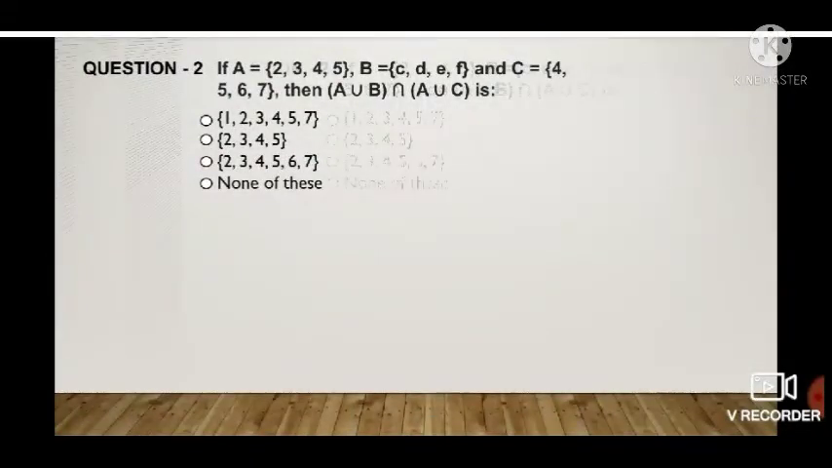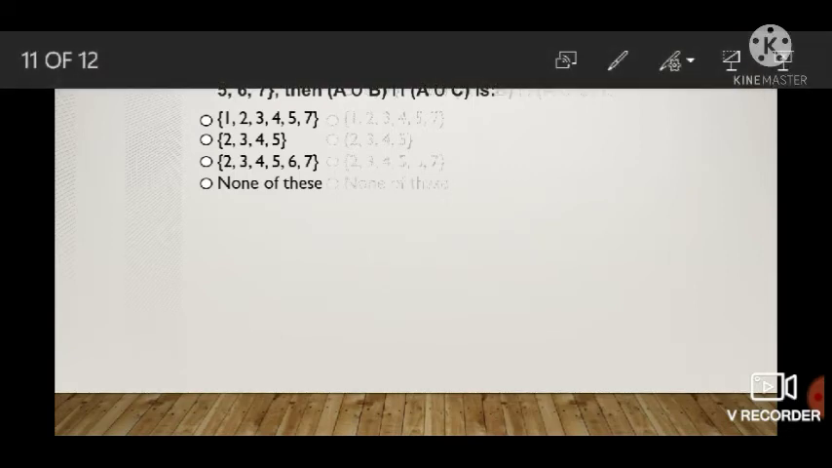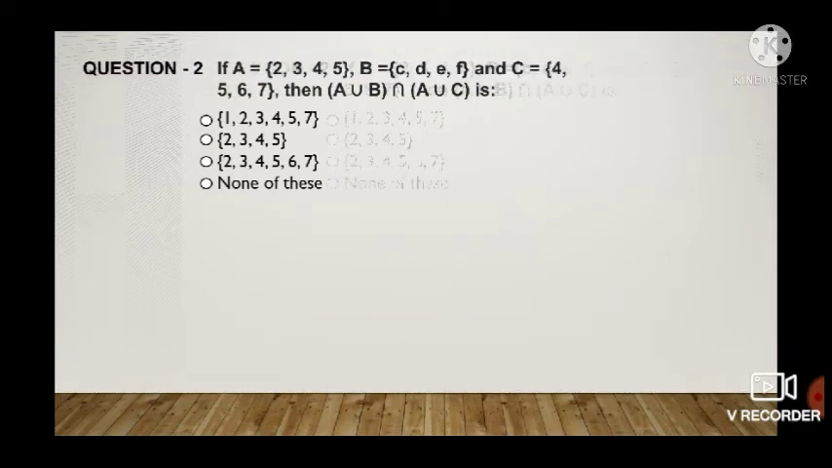So our next question. Let's read the question first. When A equals 2, 3, 4, 5 and B is equal to C, D, E, F and C equals 4, 5, 6, 7. Here you can see we have three sets. Firstly we have to do A union B, then C union D, A union C. You can see that A union B is equal to phi. Why? A has elements 2, 3, 4, 5, but B has C, D, E, F. These are alphabets and these are numeric values, so there is nothing common between them. So A union B will be phi.